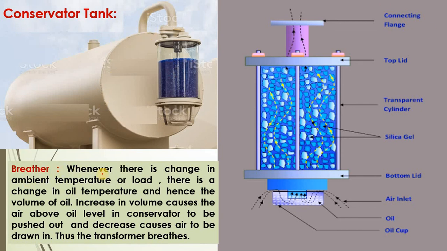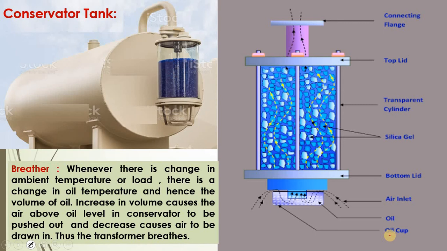Next is the breather. Where is that breather located? The breather is located at the top portion of the transformer, that is, the conservator tank. To this conservator tank, the breather assembly is attached. So what is the function of the breather? Whenever there is a change in the ambient temperature or the load, there is a change in oil temperature, and hence the volume of the oil will change.